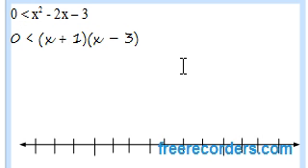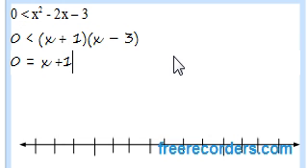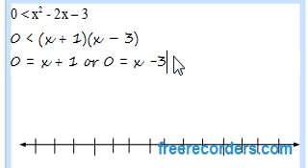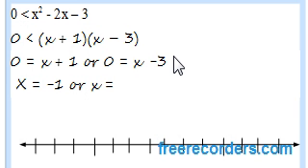And having figured that out, I can immediately set those factors equal to 0. So I'll say 0 equals x plus 1, or 0 equals x minus 3. Based on that, I know that x either equals negative 1 or x equals 3.